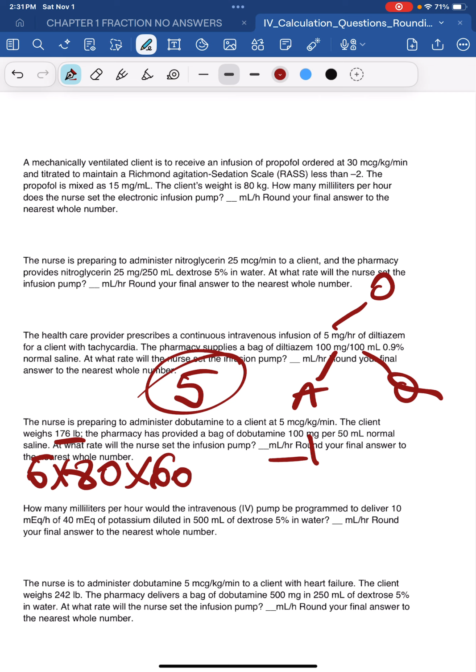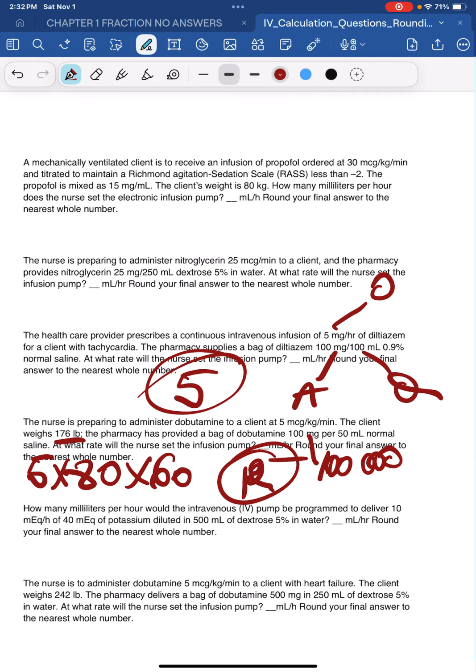You have a microgram there. Your available, it's 100 milligram. Convert that to microgram, it becomes 100,000 microgram. So we got 5, multiply that by 80, and multiply that by 60. All right? You good? Now, the answer that you get, you're going to multiply that by quantity, which is 50. Divide that by available, that becomes 100,000. And then the answer you have is 12 milliliter per hour.